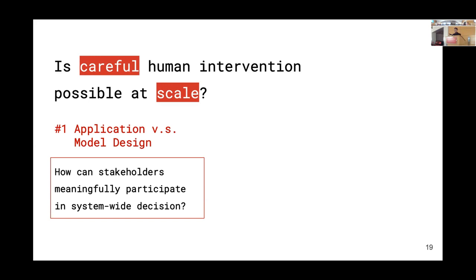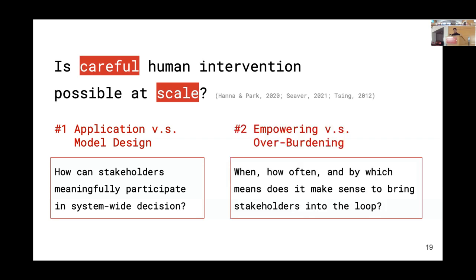First, as AI systems these days are often applications of foundation models, it becomes useful to think about the distinction between participating in application design, such as in the form of third-party applications or APIs, and participating in model design. In the case of the latter, this would mean directly shaping models like GPT-4, yet the extent to which stakeholders can meaningfully contribute to system-wide decisions on this level remains to be explored. Second, as AI systems are inherently adaptive, it raises critical questions about when and how often and by which means it makes sense to bring stakeholders into the loop.